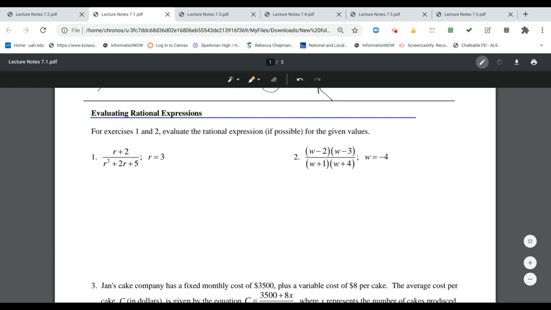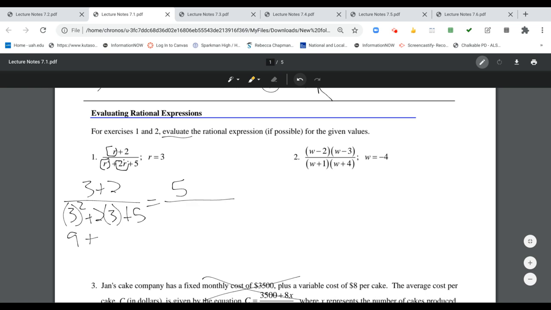All right, so in the first two examples, we're not going to do example 3, but in the first two examples, we are going to evaluate. And if you recall what evaluate means, it just means substitute the given value and then use the order of operations to simplify that problem. So I'm going to take out every single r and replace it with 3. So that would be 3 plus 2 in the numerator, 3 squared plus 2 times 3 plus 5 in the denominator. So my numerator is not 6, it is 5.